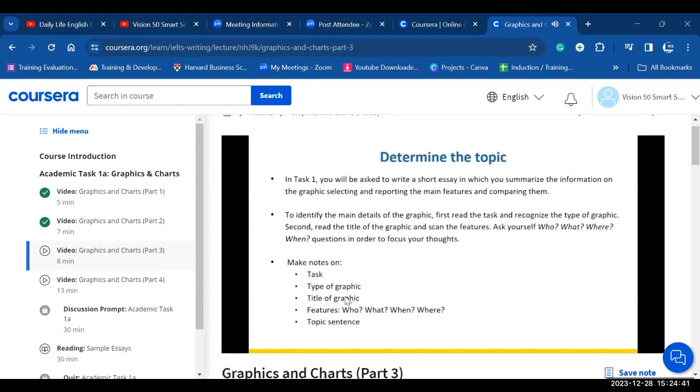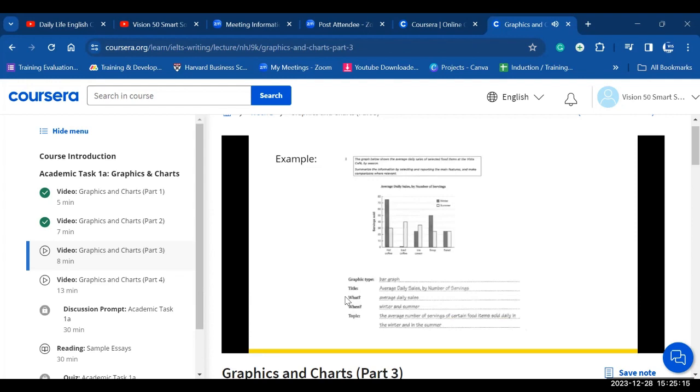Always make sure you ask yourself a couple of questions that contain who, what, where, and when. It will make sure you focus your thoughts and you are staying focused throughout the writing process. Then take notes for task, type of graphic, title of graphic, features who did it, what happened, when it happened, and where it happened. Using these details, now you can write your topic sentence.